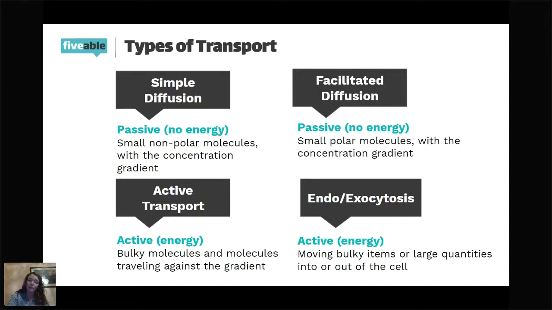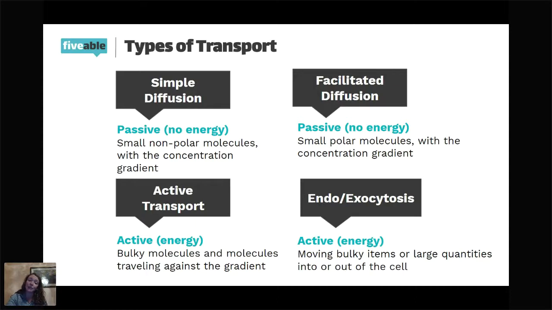Active transport, you may have heard of before. Active always means energy. Like, think about it. If you are active, you are using energy, okay? So active transport is used for bulky molecules, meaning larger molecules who can't just squeeze through the plasma membrane on their own, and for molecules traveling against the concentration gradient. And I'm going to show you an example of that as well, a really important example. I think the most important example. But sometimes we are going to force things against the gradient because it allows us to do other things, and more on that in a little bit.